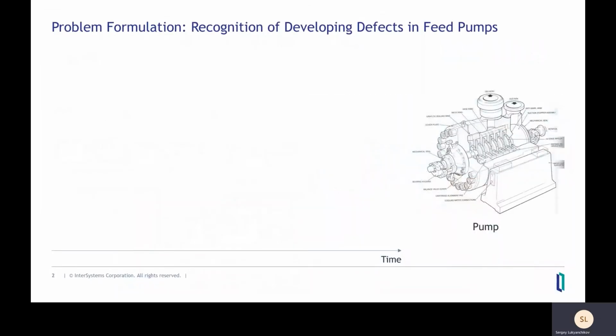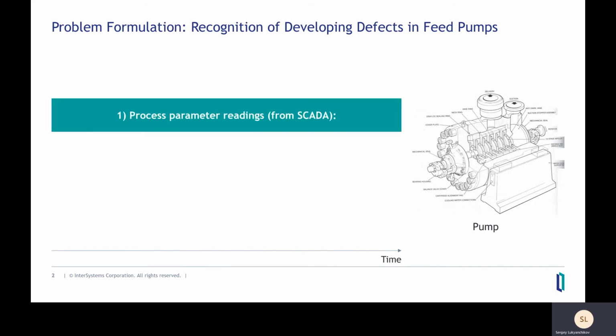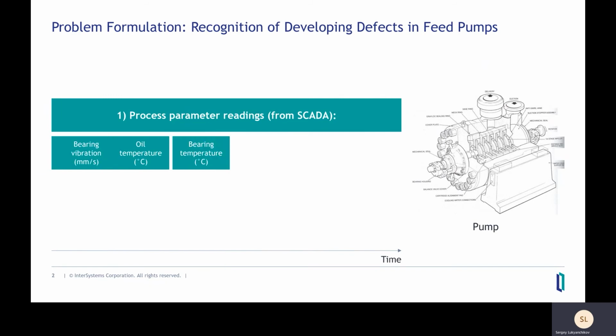Let us start from an example that very well represents the whole class of problems connected with equipment monitoring. We have a feed pump, one of equipment types used in various industries. Our pump has a SCADA that in our concrete example provides around 40 sensor readings per second, such as pump's rotation rate, oil temperature, bearing temperature, and so on.